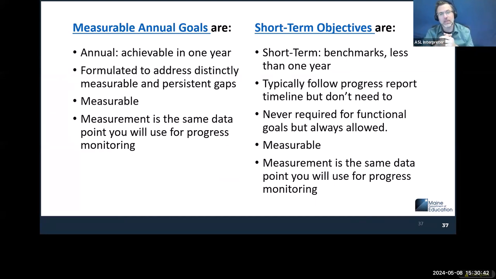Objectives are short term. They're benchmarks to get to that annual goal. So they're less than 1 year. Typically, they follow the progress reporting timeline, but don't need to. They are never required for functional goals, but they're always allowed. They also need to be measurable, and the measurement is the same data point you're going to use for progress monitoring.